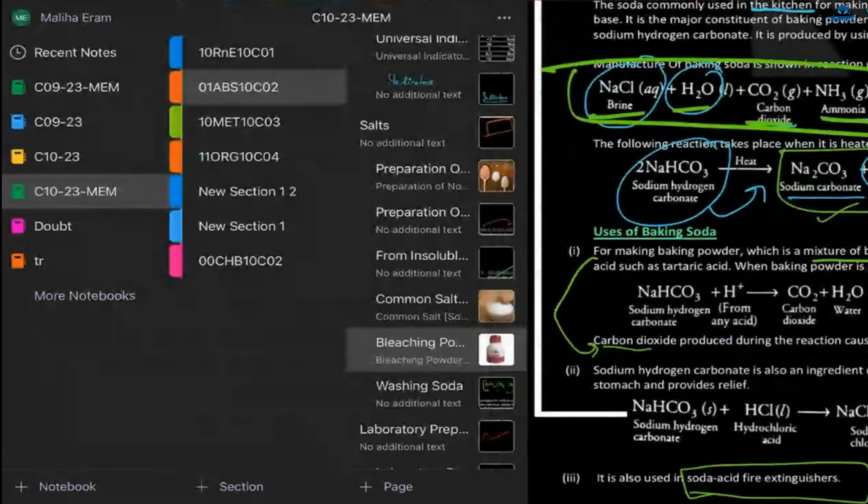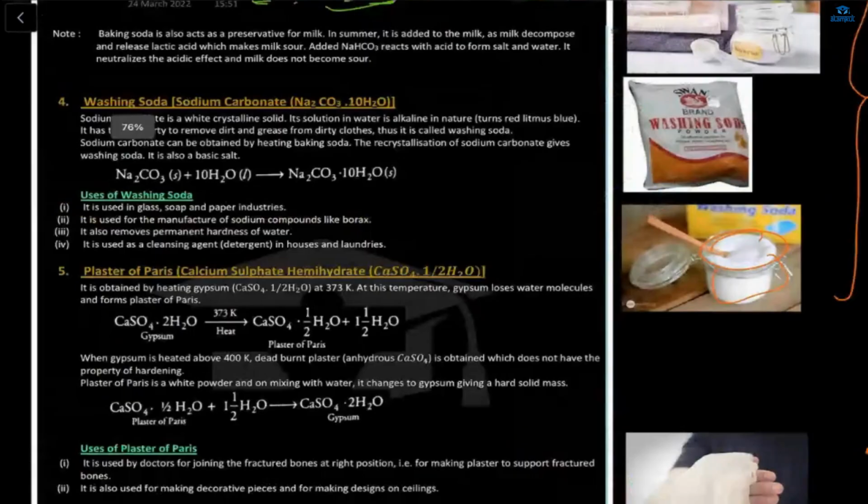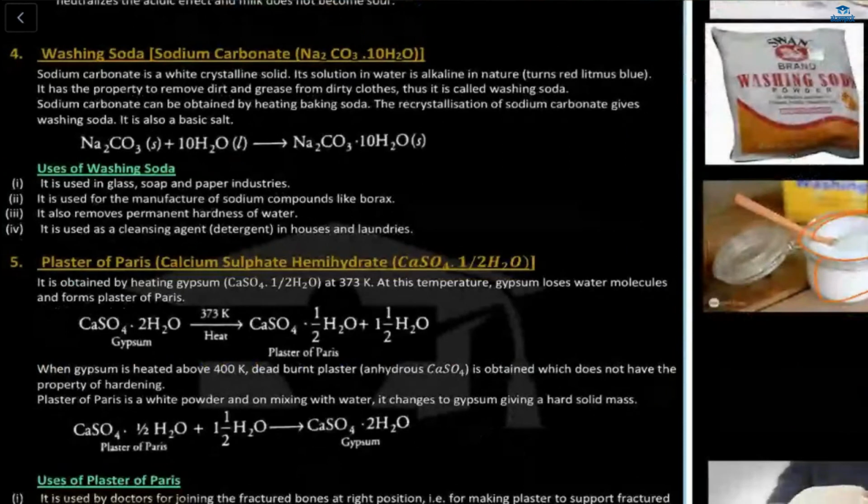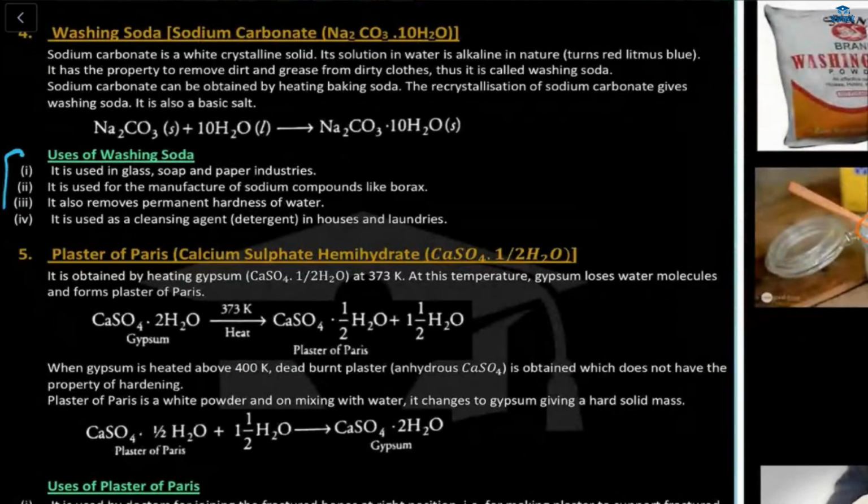Okay. Now, what is washing soda? So washing soda is used to wash clothes. So first we will see what are the uses of washing soda. It is used in glass, soap, and paper industries. It is used for the manufacture of sodium compounds.